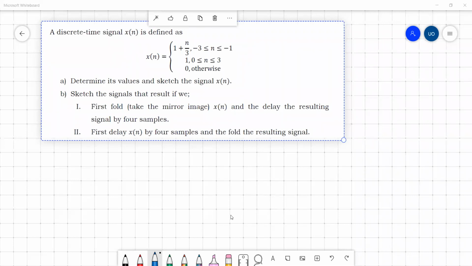You should have an idea of how we plot a discrete signal and how we can get different versions of the discrete signal, like the mirror image, shifted versions, and scaled versions. So this is one example for that.